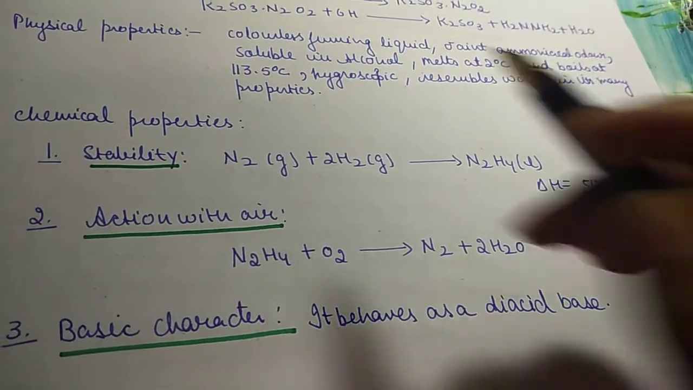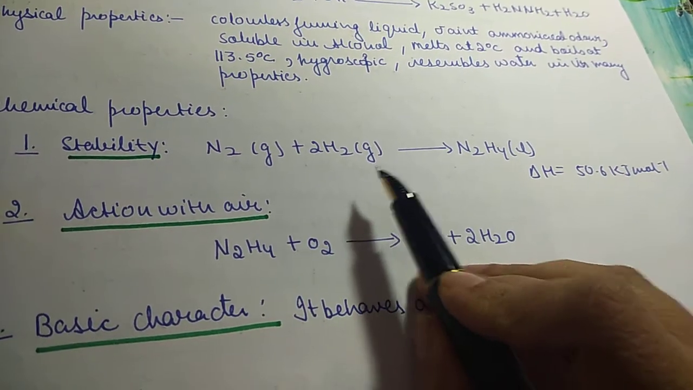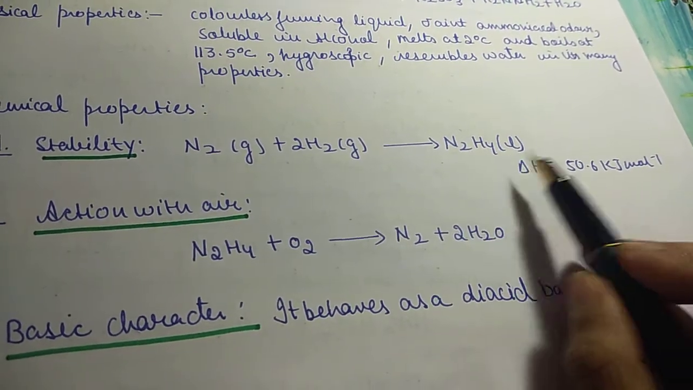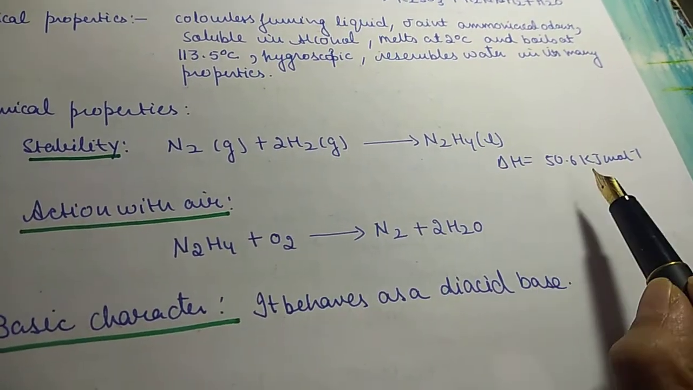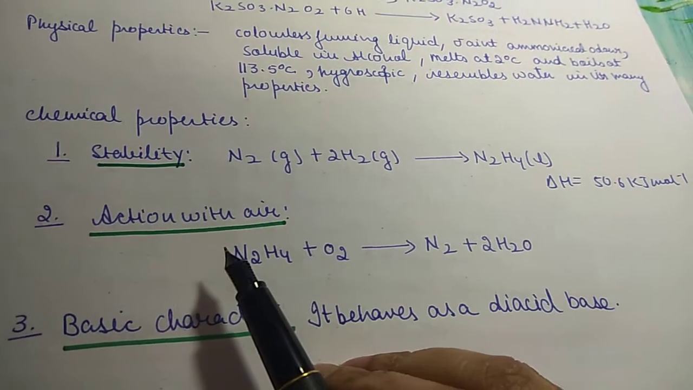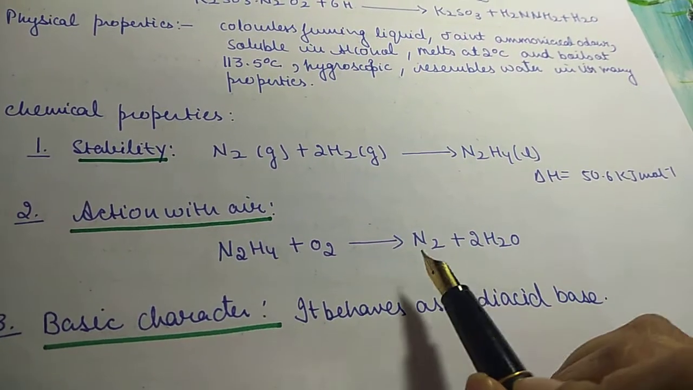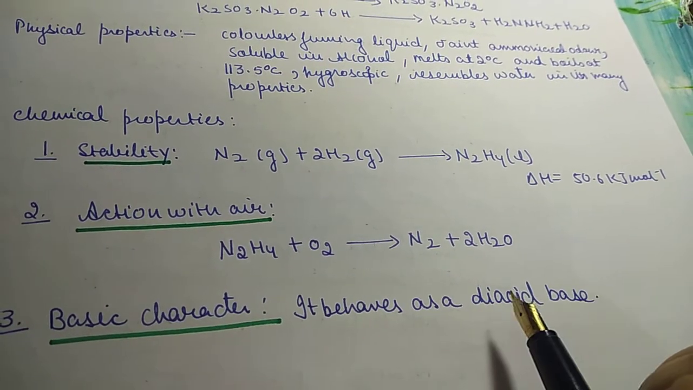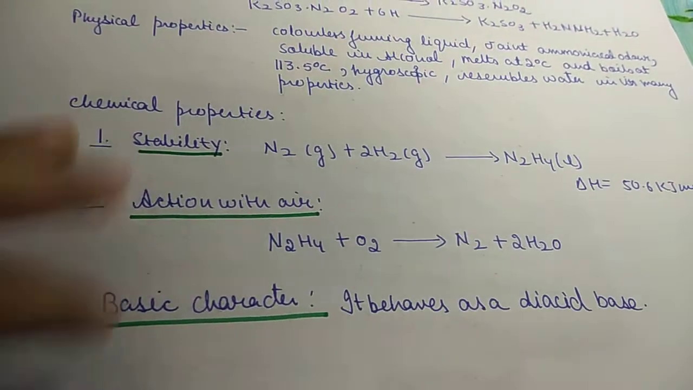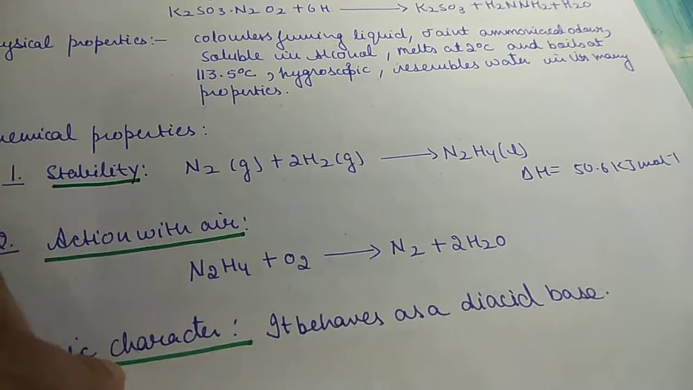Then we have stability. Nitrogen plus hydrogen gives us N2H4 liquid, and this is a highly unstable compound because delta H is positive for this reaction. Then action with air: it reacts with oxygen to give nitrogen and water. Then it behaves as a diacid base. It has lone pairs of electrons, so it behaves as a diacid base.